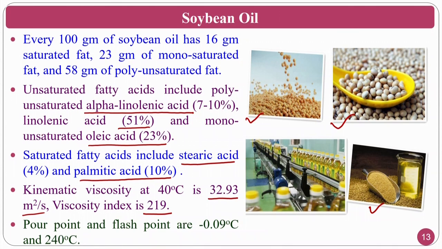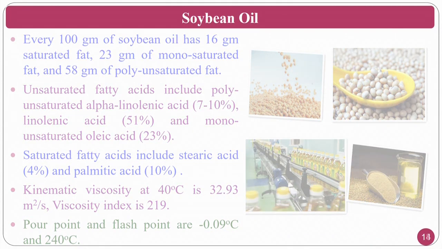Okay. So, pour point and flash point are minus 0.9 and 240 degrees Celsius. Okay. So, this is good from the point of machining. If the machining temperature is below 240, there won't be much problem about the soybean oil.